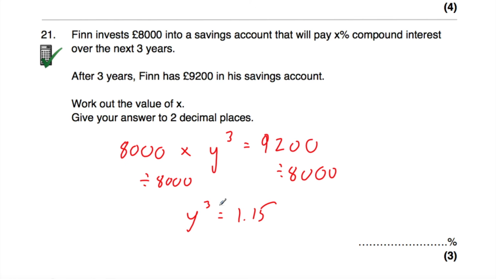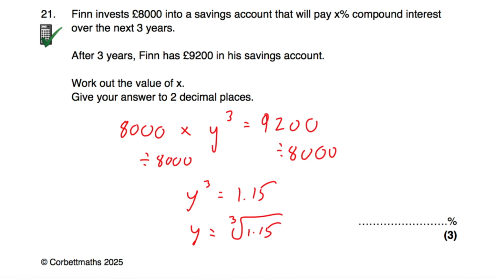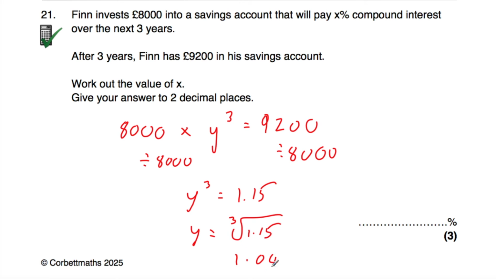Now that's y cubed. We want to find out what y is, the multiplier, because once we find the multiplier, we can then work out the percentage compound interest that's paid. So let's work out the cube root of both sides. So we're going to get y is equal to the cube root of 1.15. And when we do the cube root of 1.15, we get 1.0476895553. So that means that our multiplier is 1.0476895553.